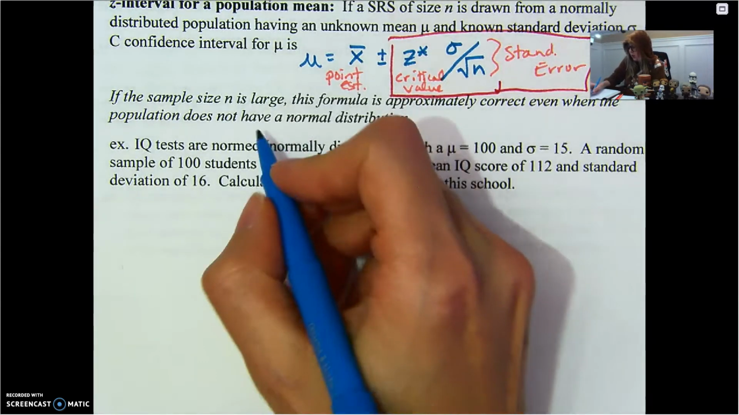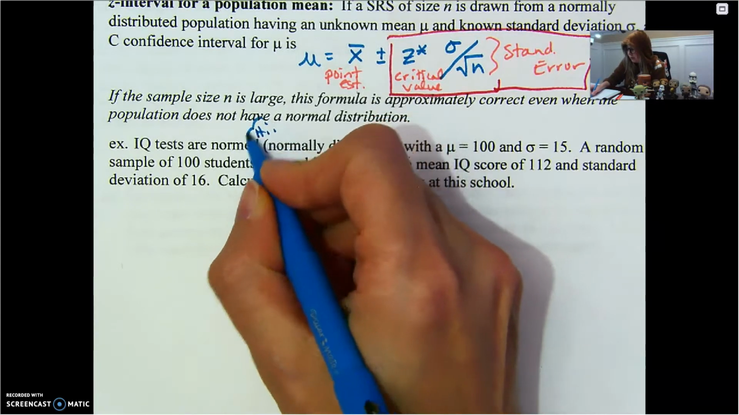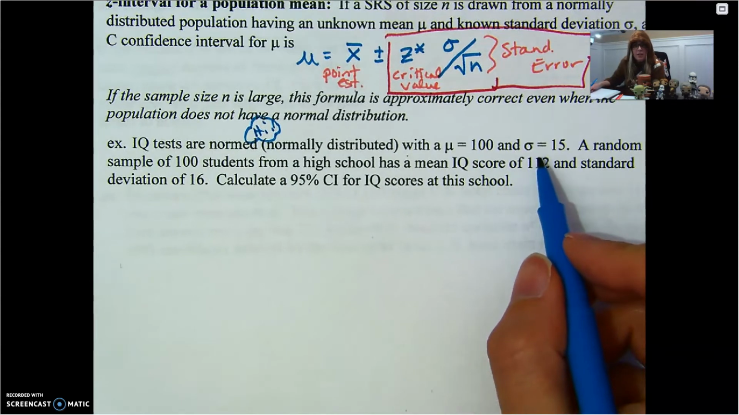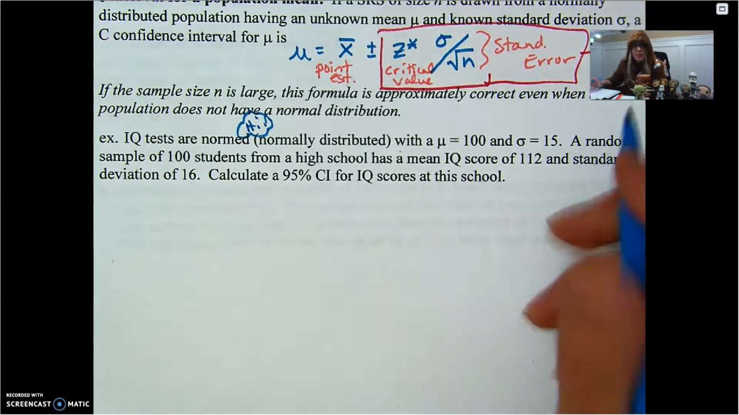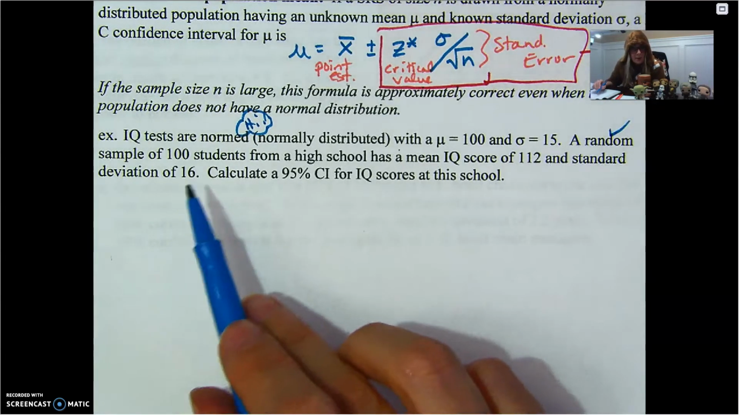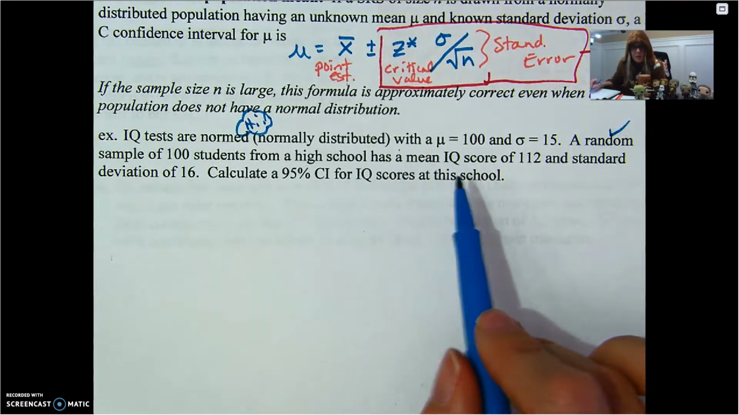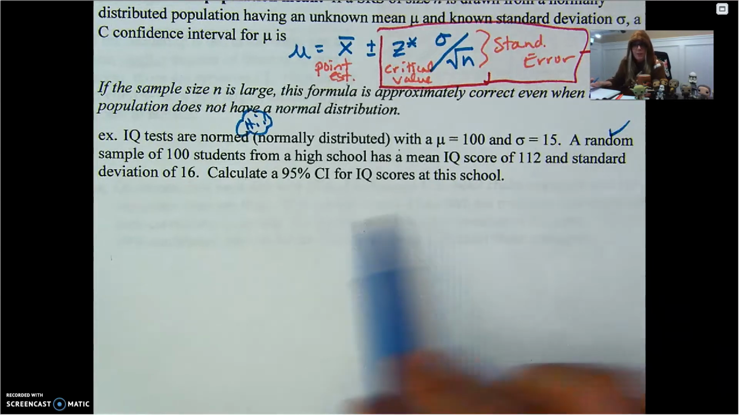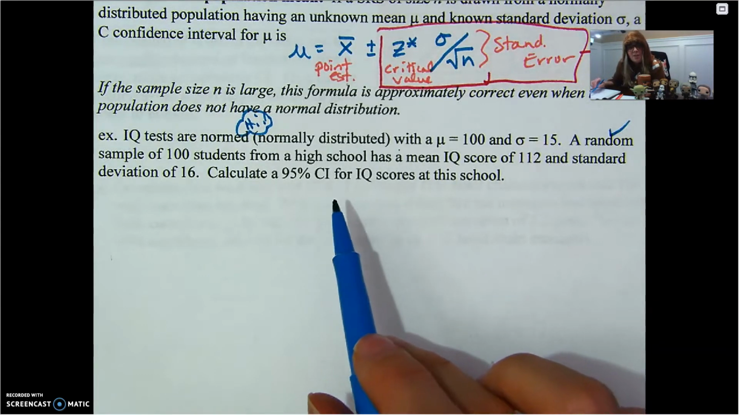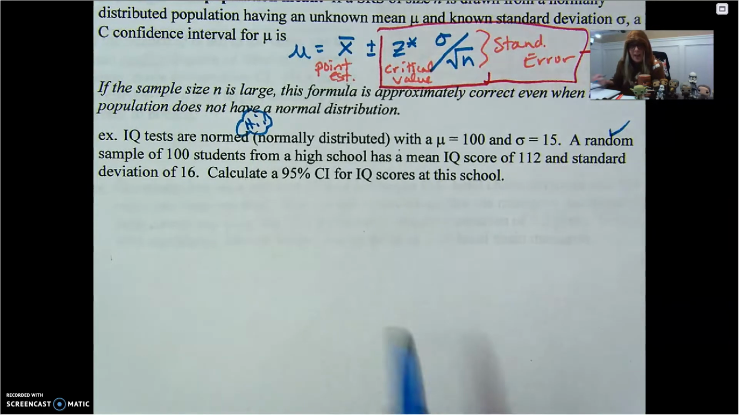All right, so let's dive into a problem here so you can see what it's all about. IQ tests are normed. Hi, I'm normal. The mean is 100. The standard deviation is 15. A random sample, that's always good, we like random. A random sample of 100 students from a high school has a mean IQ score of 112 and a standard deviation of 16. Calculate a 95% confidence interval for IQ scores at this school.